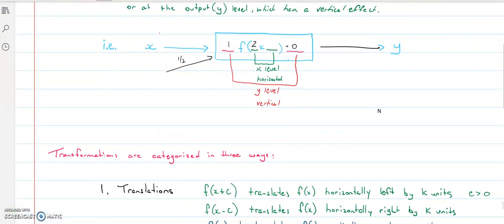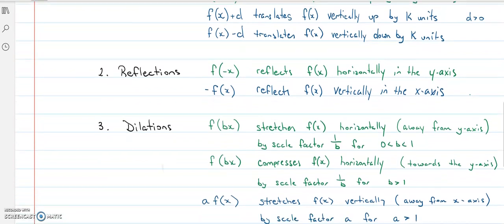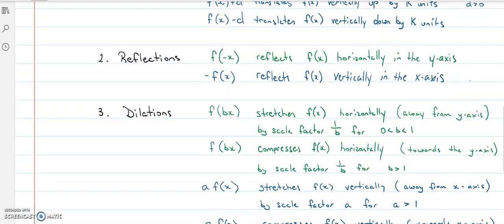So that is, we're looking at the input. We're skipping reflections for a sec, going down to dilations. So when b got greater than 1, that was what we just looked at, this point here. It compresses horizontally towards the y-axis, squeezes in towards the y-axis by scale factor 1 over b. Okay, so as b increases, I looked at 2, so it was scale factor a half. When b was 3, it was scale factor 1/3. But importantly, it's a compression.